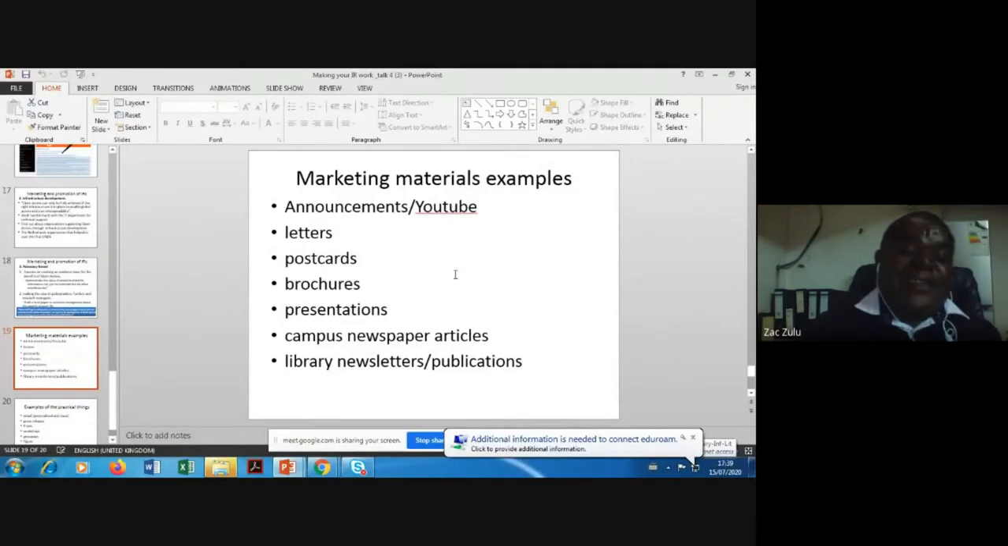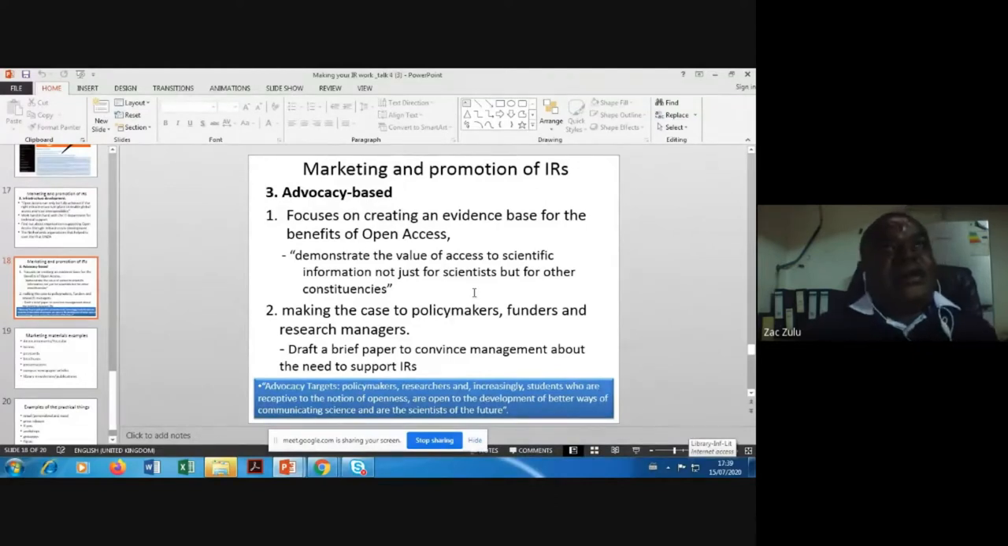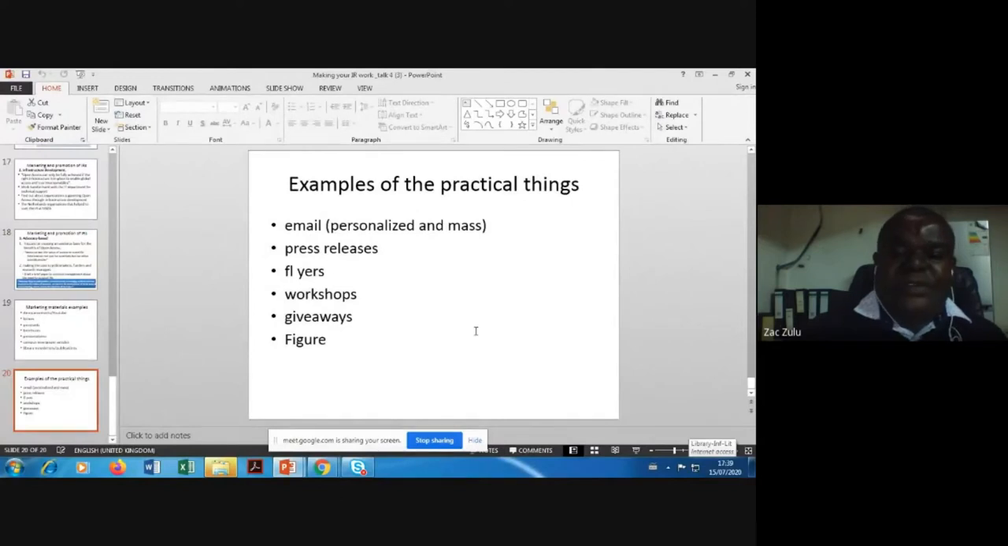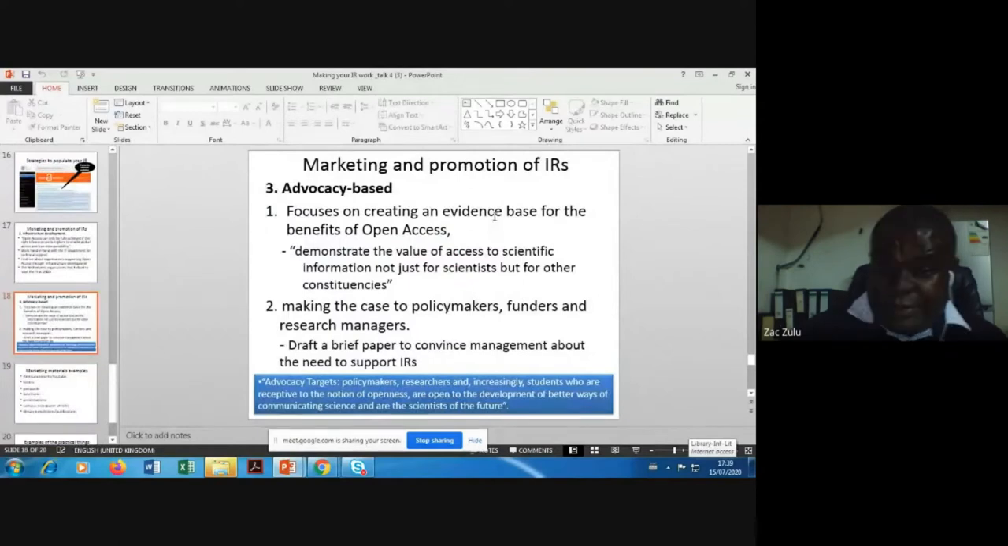you have to take every opportunity to market the IR. I've engaged a lot of our faculty in fora which are not even formal, for example, at a party. I'll talk about the IR. So you have to seize every opportunity, and then through workshops, then even email, as I talked about. Okay, so in a nutshell, that's it.